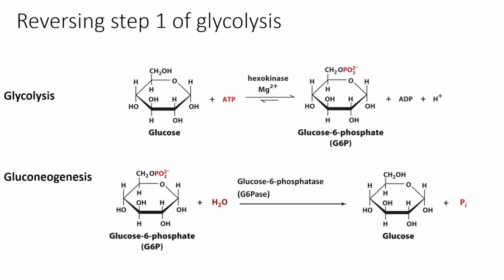All right, so that brings us to step 1. So we talked about step 1 of glycolysis is hexokinase. It's adding that phosphate group to the 6 carbon on glucose. The reverse of that is using glucose 6-phosphatase to remove that phosphate group. So what kind of enzyme is it? It is also a hydrolase. Yeah, exactly.